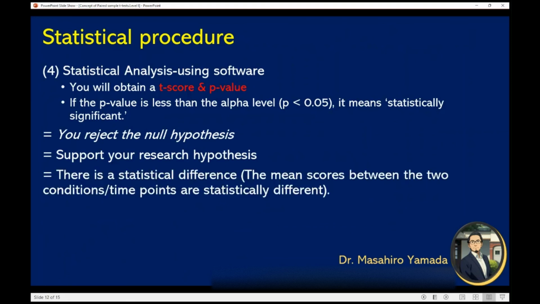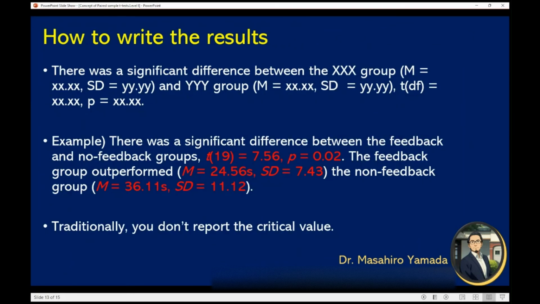And descriptively speaking, you will mention that there was a statistical difference between the two interventions. And how to write the results is also very similar to the independent t-test case, where you put the t and within the parentheses you insert the degrees of freedom, t-score, separated by a comma, and the p-value. And make sure you also include the descriptive statistics. Traditionally, we don't report the critical value.